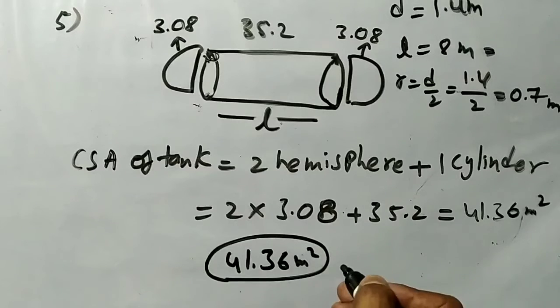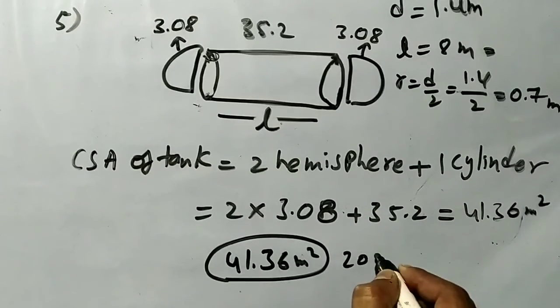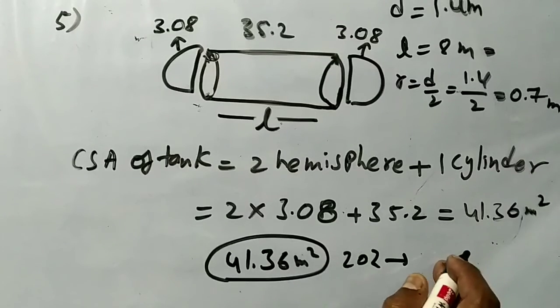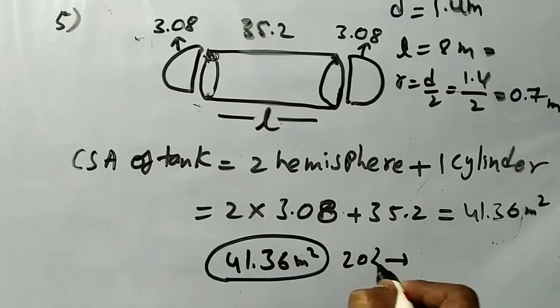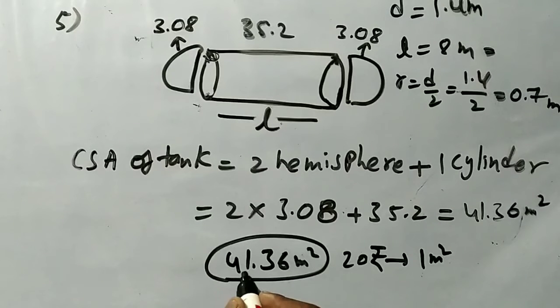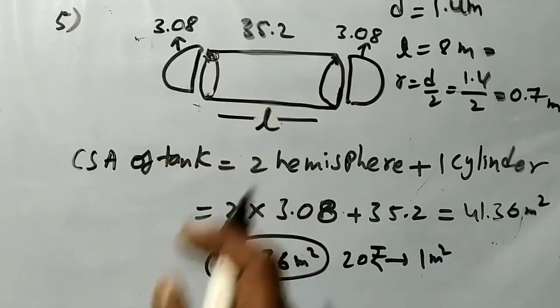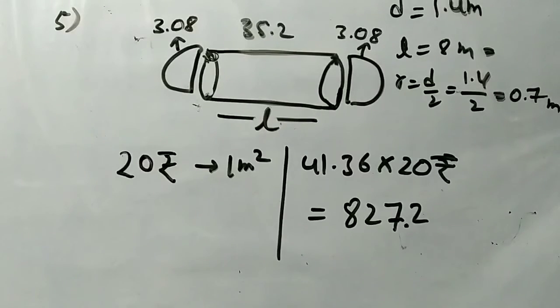So we have to calculate the painting cost. They have given that it is 20 rupees for only 1 meter square. We have 41.36, so just multiply 20 rupees into 41.36. We will get the cost of painting the outer surface of this tank, which consists of 2 hemispheres and 1 cylinder. This is the final answer we get.